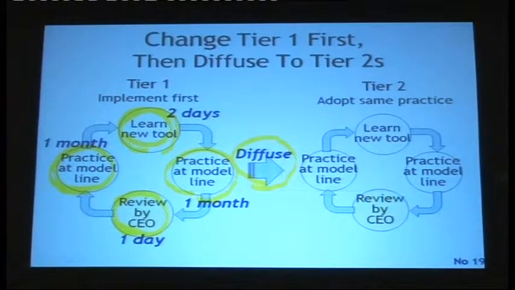Then this will diffuse to tier twos. Tier two will start 1 month behind the schedule. Tier two will exactly adopt the same approach, the same practice. There is no difference in their tools and techniques between tier one and tier twos. So they will also follow these processes. Roughly every 2 months, step by step, they will go.